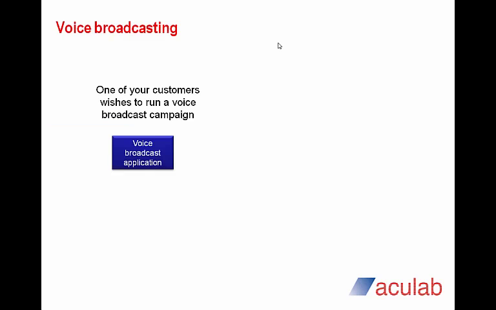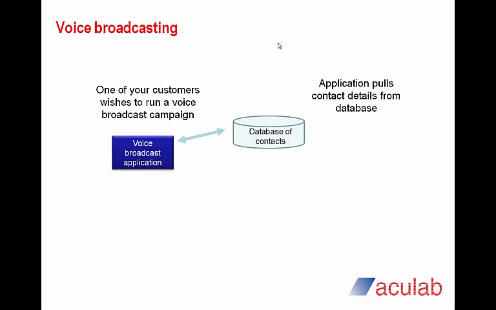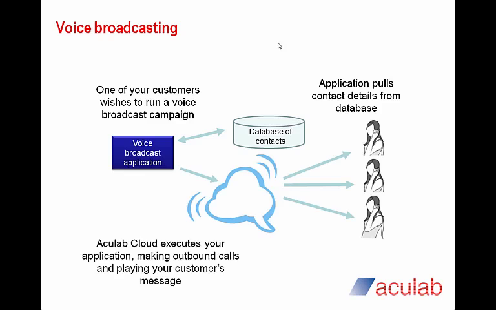So now let's move on to some typical scenarios. The first one would be voice broadcasting, which is a good example of an outbound campaign. So here, say one of your customers wishes to launch a broadcast campaign. The application would go to the database to pick off all of the numbers that it needs to dial. Acolab Cloud would then be used to execute your application, making outbound calls and playing your customer's message. And this can be sent to thousands of customers within minutes.